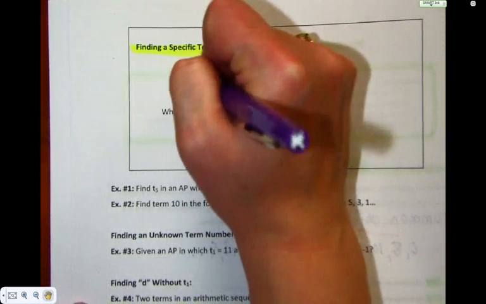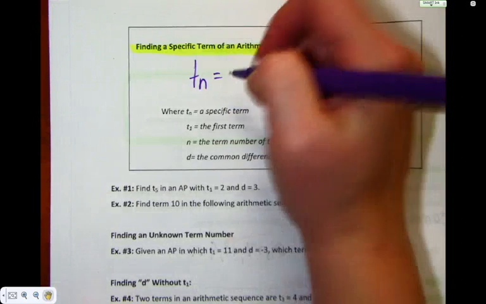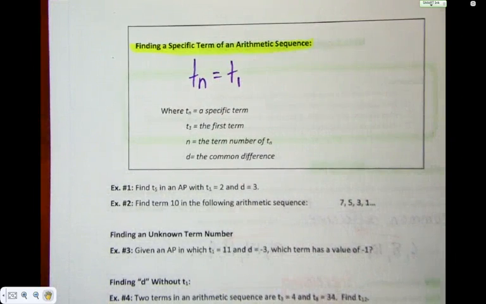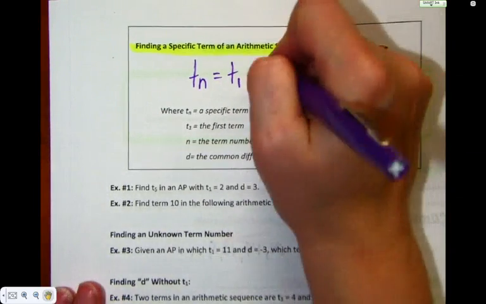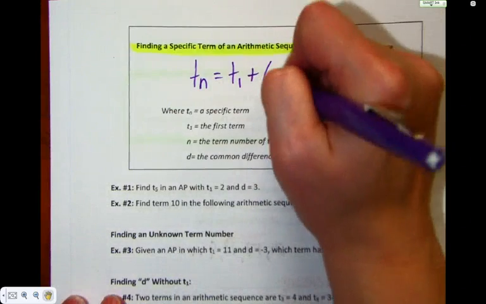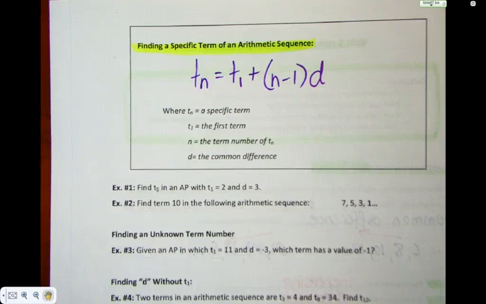So it starts with Tn, which we just talked about that notation. What does Tn mean? Any term that you want. The right-hand side of the formula starts with T1, and that is a subscript. What do you think T1 means? Term 1, the first term, plus, and I'm going to open a bracket, n minus 1, closing the bracket, and I'm timesing it by d. There's your very first formula. Tn equals T1 plus n minus 1 times d.